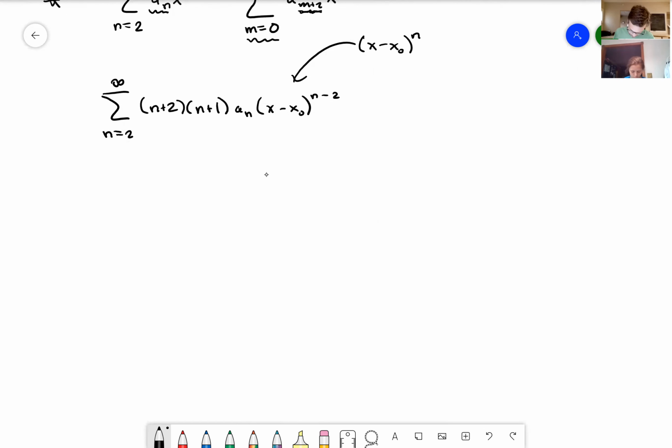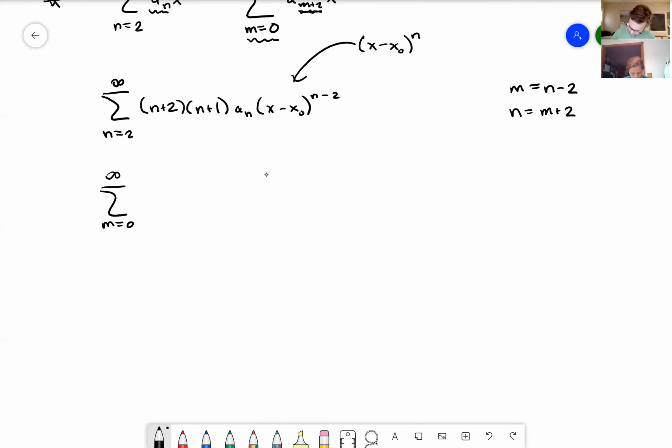Okay, so what happens when we do this? Well, if we want to introduce a new index variable, we'll call it m, and we want it to be equal to n minus 2, we can do this. And so what do we get? Well, we will replace n with m plus 2. And so that allows us to say if n is equal to 2 and m is equal to 0, that's where we'll start. Infinity, well, we need to replace infinity with infinity minus 2, so infinity.